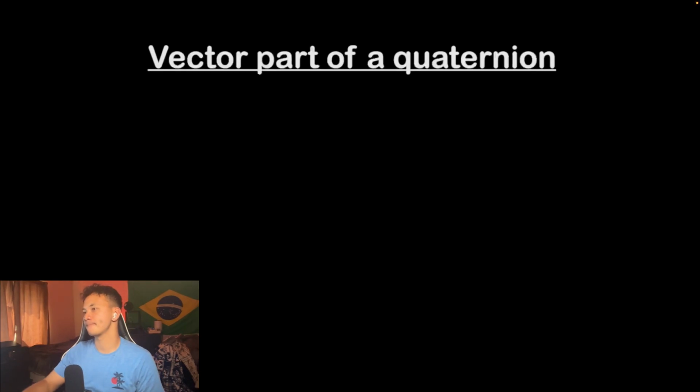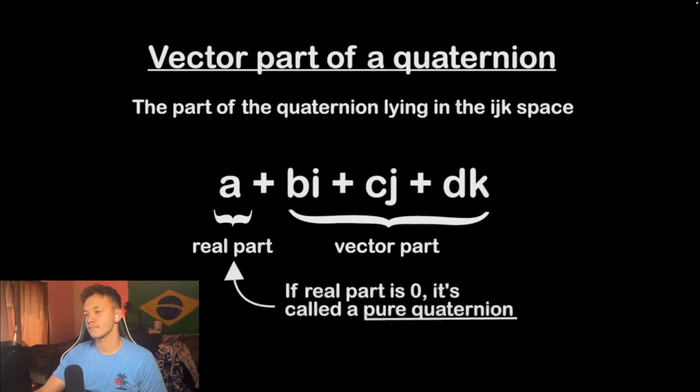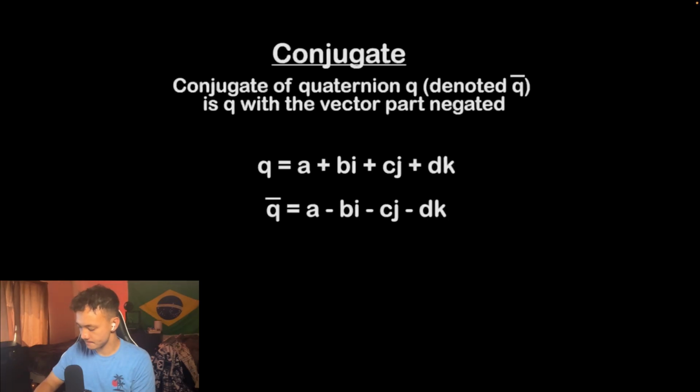First, some terminology. The vector part of a quaternion is the component that lies in the ijk space, whereas the real part is the component lying on the real axis. A quaternion whose real part is 0 is called a pure quaternion. The conjugate of a quaternion q is denoted q bar, and it's simply q with the vector part negated.